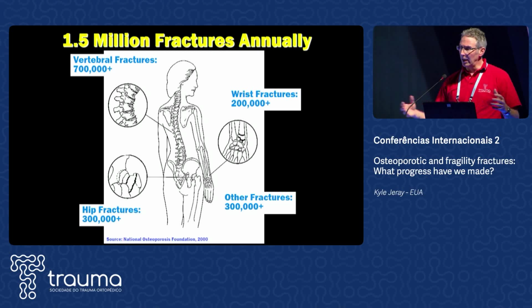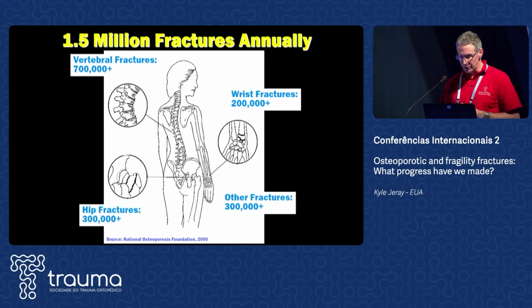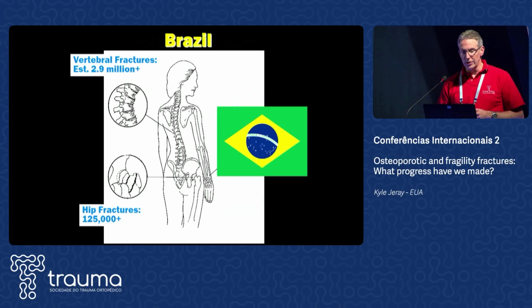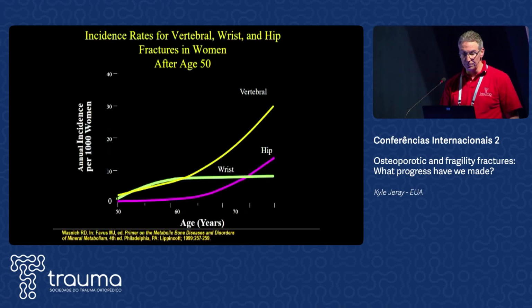When we look at how many fractures we see, this number in the U.S. now is almost 2 million. A huge number of hip fractures, over 300,000, a lot of vertebral fractures. And what was really surprising to me was when I looked at some of those numbers for Brazil. So again, about 125,000 hip fractures annually, but more amazingly was the number that was estimated for vertebral fractures. For whatever reason, there seems to be a higher predilection in Brazil, but they said almost 3 million vertebral fractures are present in Brazil.